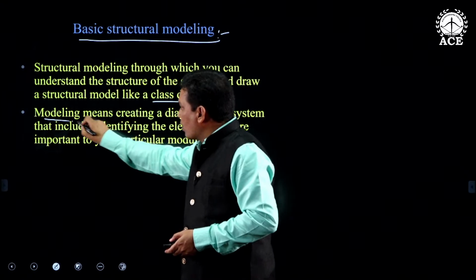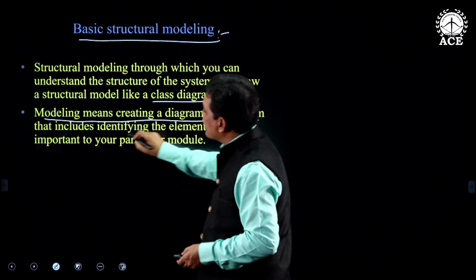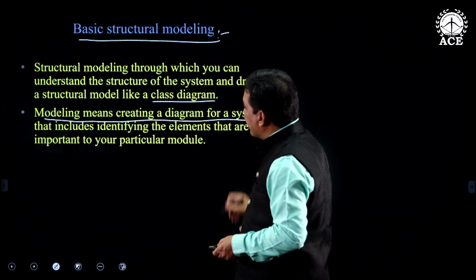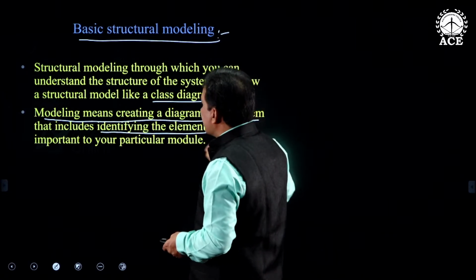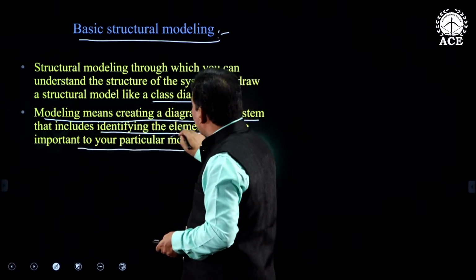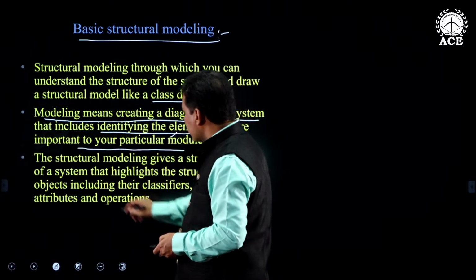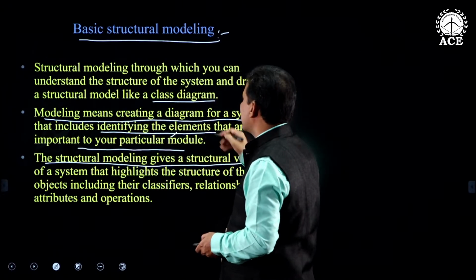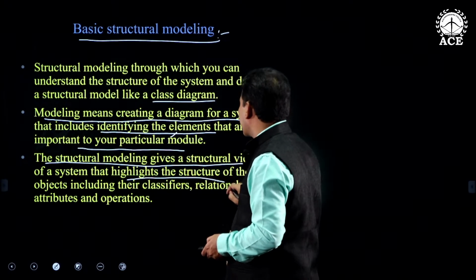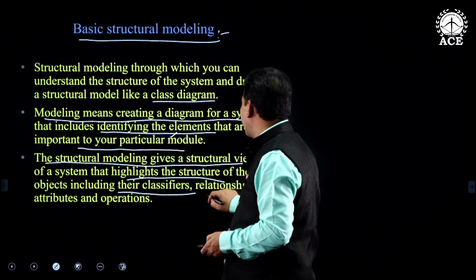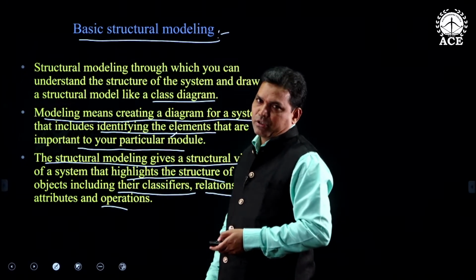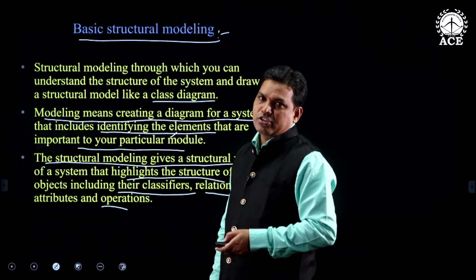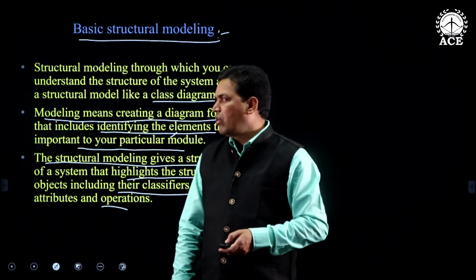What is meant by modeling here? Modeling means creating a diagram for a system. That includes identifying the elements that are important to your particular module. Structural modeling gives a structural view of a system that highlights the structure of the objects, including their classifiers, relationships, attributes, and operations. We already discussed the graphical representation of a class: a rectangle box which consists of 3 compartments: class name, attributes, and operations. Let's see the diagrammatic representation, right?